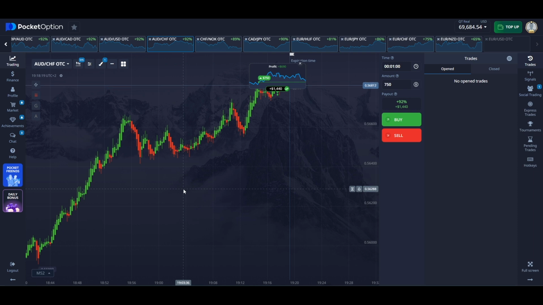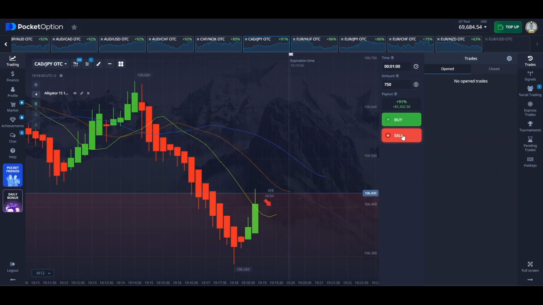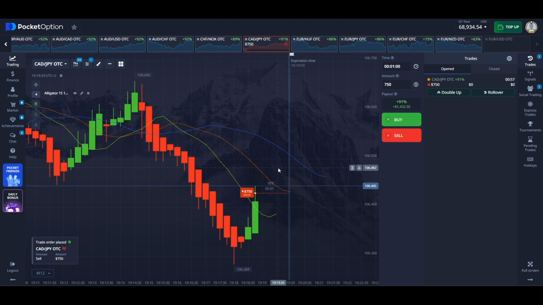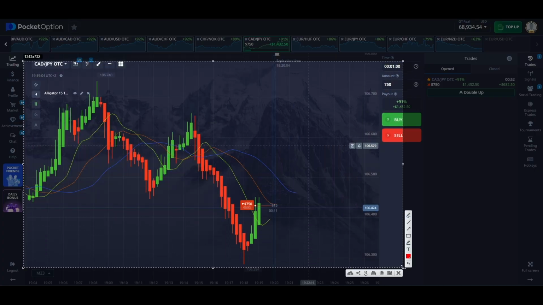Now, let's move on to the indicator. That alligator indicator actually works pretty well in this market. Let's go ahead and open a trade right now, since we have a pretty good setup. Look, on top of that, our pattern is also working here. So, that's already a good sign.